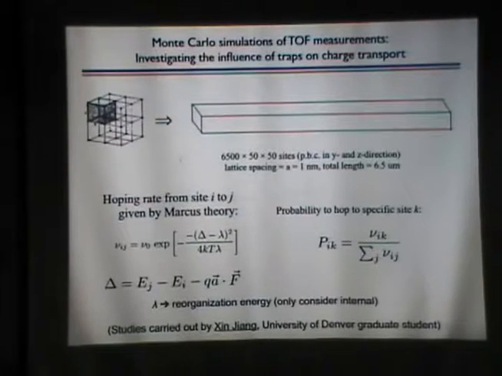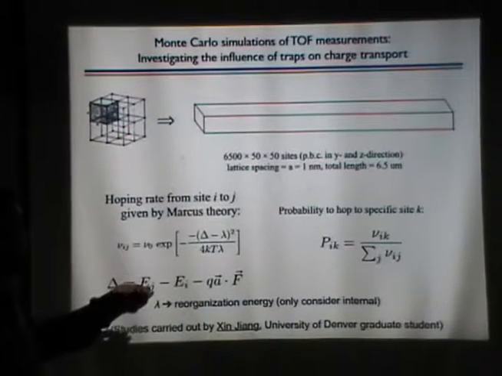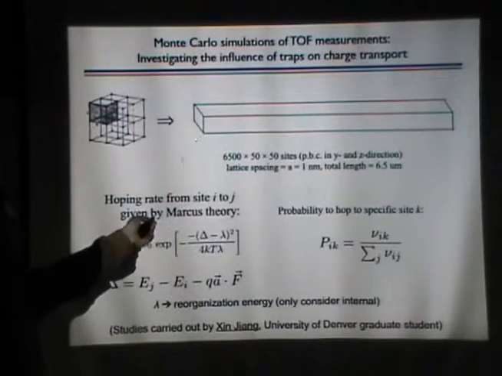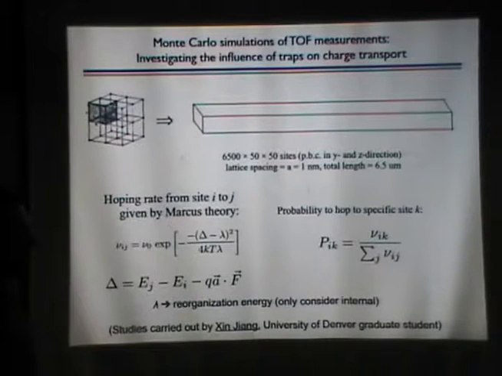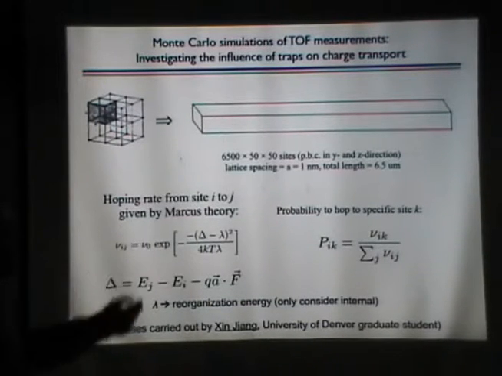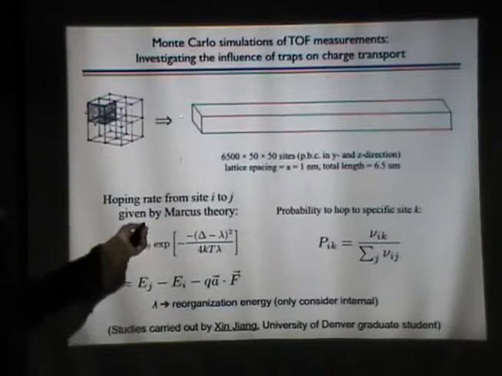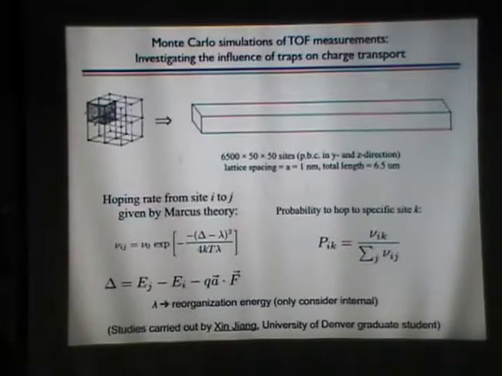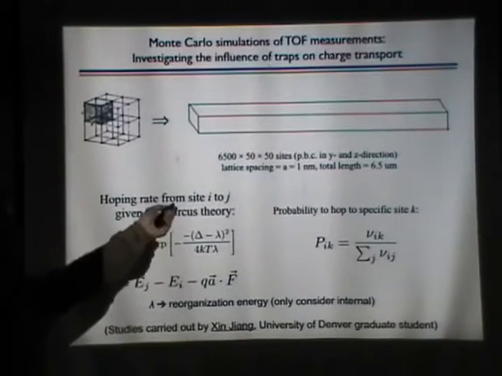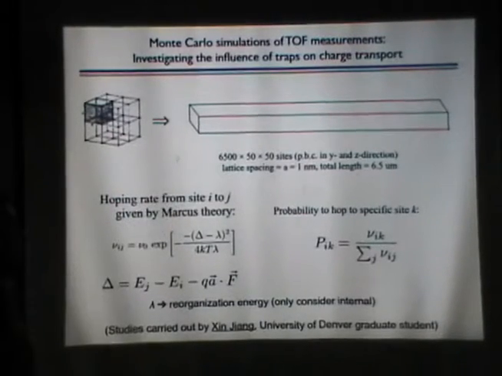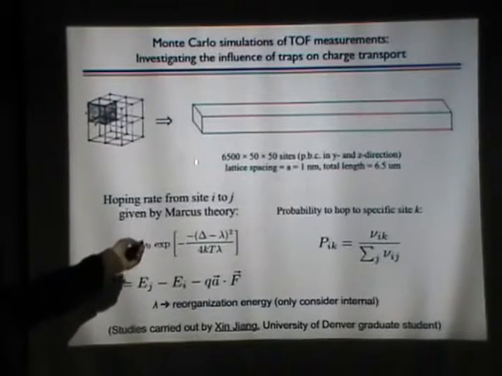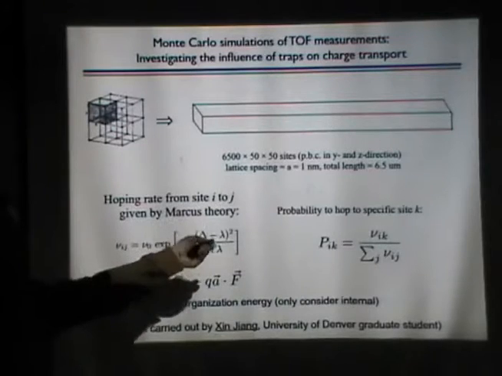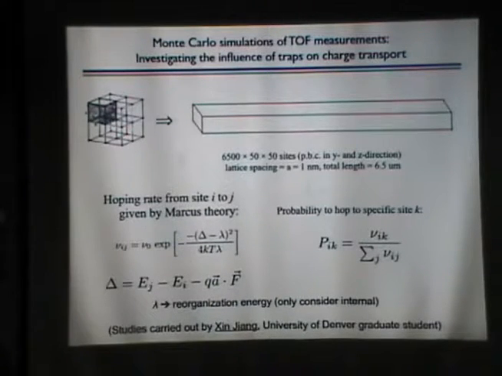So what we do is create a lattice, a Monte Carlo lattice, which is something like 6,000 sites long, and then something like 50 by 50, or we can now go larger, 200 by 200 sites on the side. And this is a simulation of a real material that we would do an experiment on. And the type of experiment we're doing is called time of flight, or TOF. In this experiment, we create charges on one side of the material, we hit it with a large electric field, and then we follow the currents as the charges migrate across the material.